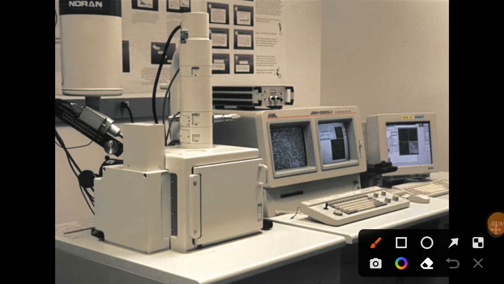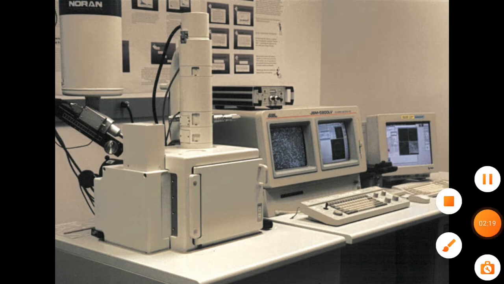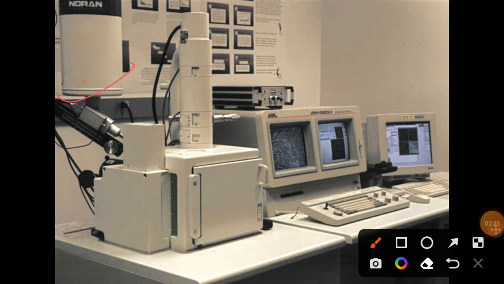You may now ask, yes, we can use confocal microscopy to see a 3D image, but confocal microscopy cannot give you the amount of magnification and resolution that SEM can give you. That is the difference between SEM and confocal microscopy. There is no doubt that confocal microscopy can give you a 3D image, but the magnification and resolution will not be what you can get when you use SEM.